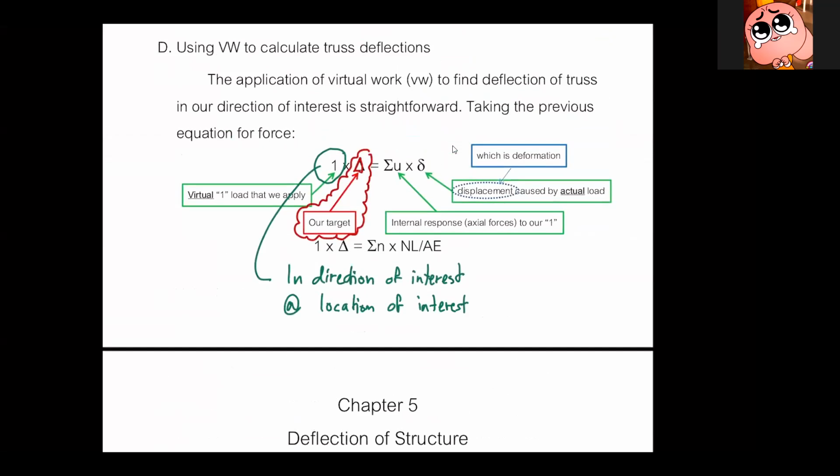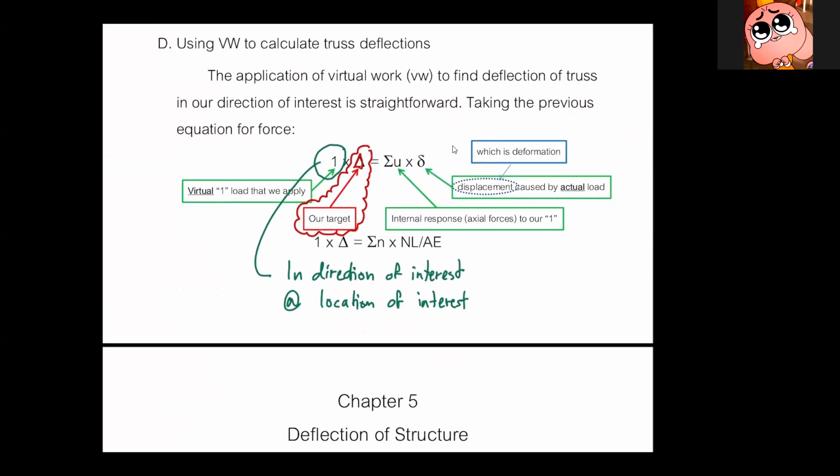So that, in a nutshell, is the virtual work to calculate the deflection of the truss. So is there any question about this one?